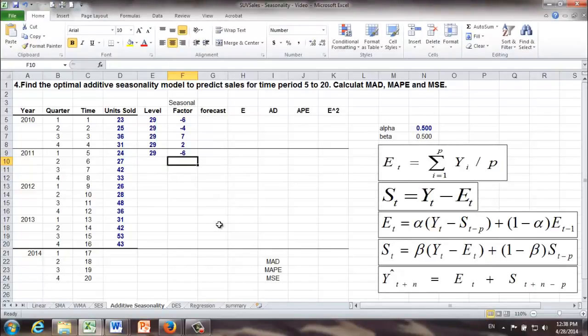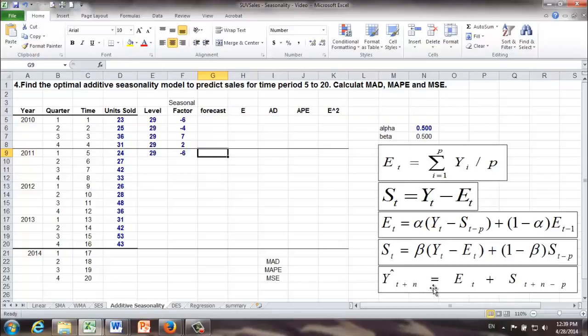Okay, now we are ready to make some forecasts or predictions. For example, what's going to be the forecast for time period 5 or quarter 1 of 2011? The formula is the last one. And how are we going to use this formula?